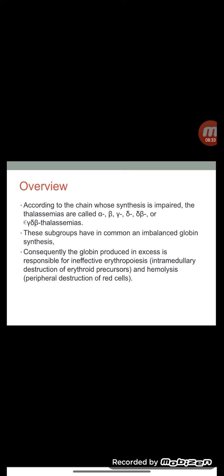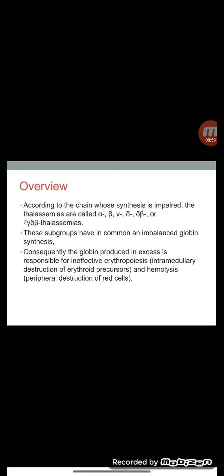According to the chain whose synthesis is impaired, the thalassemias are called alpha thalassemia, beta thalassemia, gamma, delta or delta beta or other names. Usually, these subgroups have in common an imbalanced globin synthesis. Consequently, the globin produced in excess is responsible for the ineffective erythropoiesis, that is intramedullary destruction of erythroid precursors, and hemolysis, peripheral destruction of red cells.